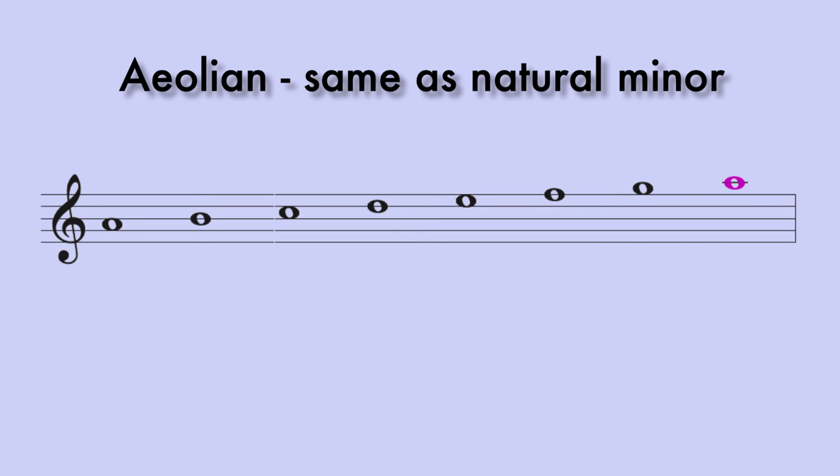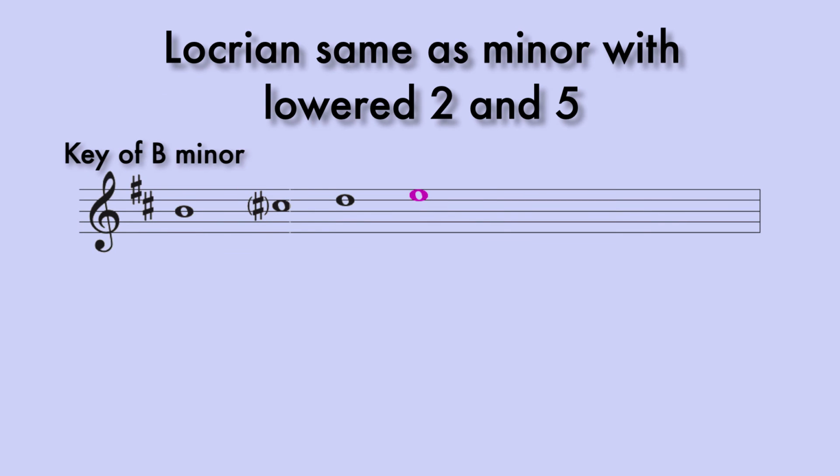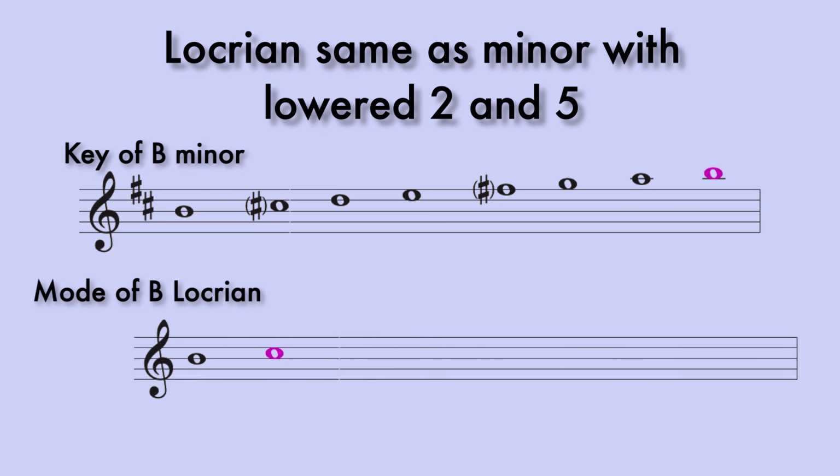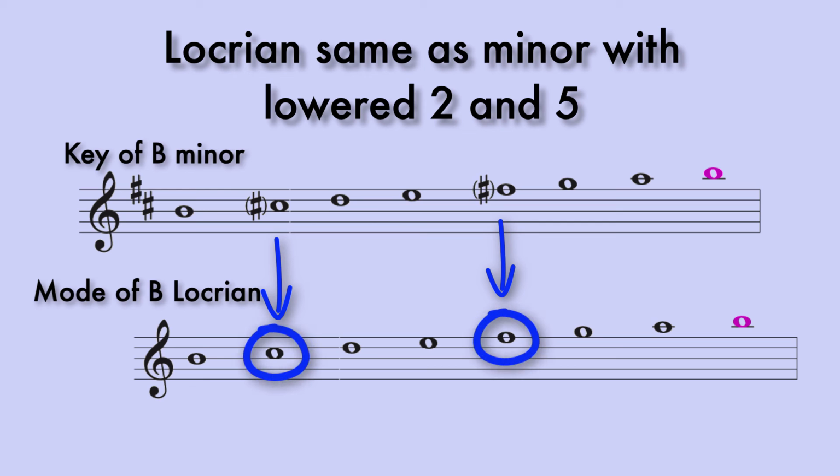Locrian is a bit tricky because there are two differences. The B Locrian mode is close to the B minor scale. The B minor scale, of course, has two sharps on F sharp and C sharp, but B Locrian does not have those sharps. So Locrian is the same as natural minor, but with the second and fifth notes lowered by 1/2 step.